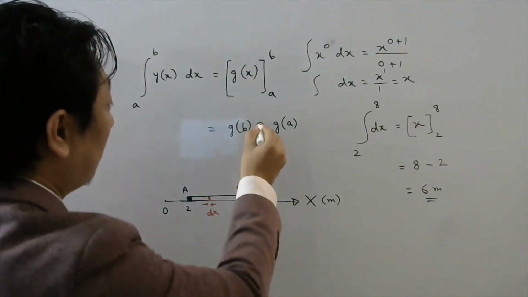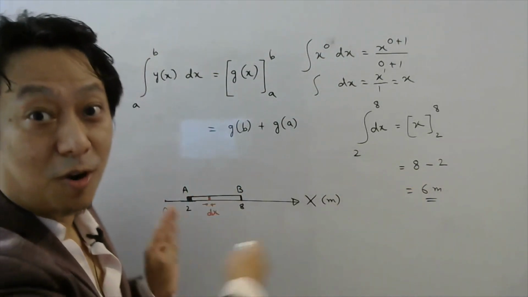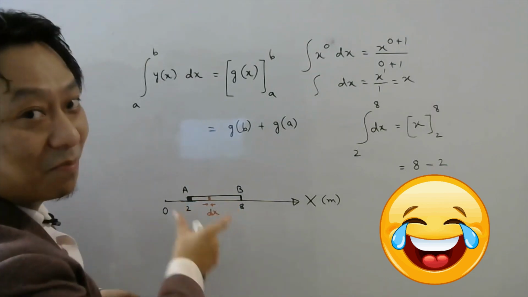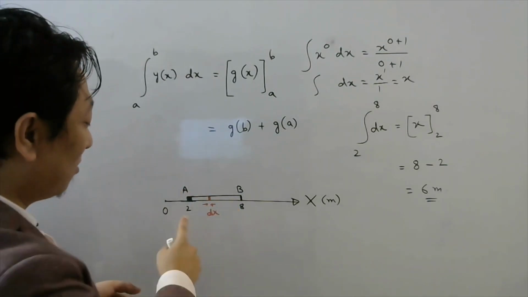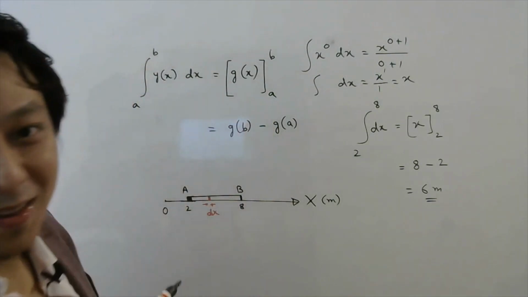So why is there no plus? Because if this was plus, here also you would write plus, then the length of the rod would come to 10 meters, which is nonsense, right? Because the length of the rod must be 6 meters from 2 to 8. So therefore this must be minus, right?